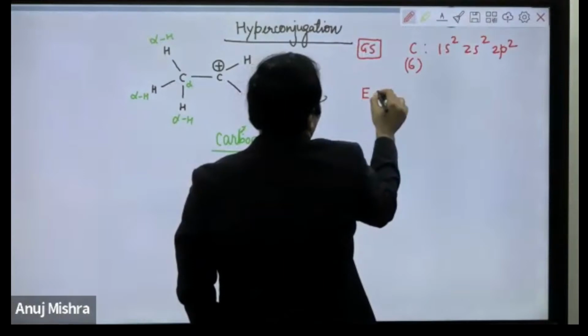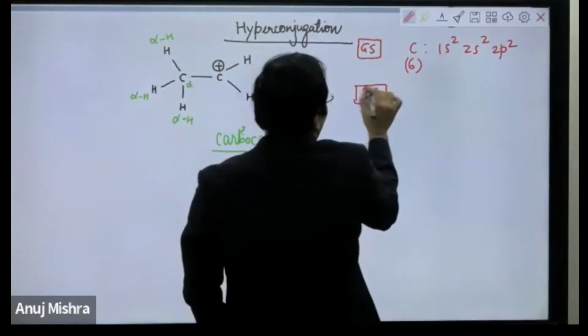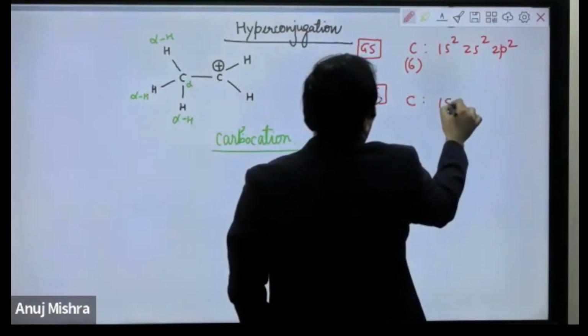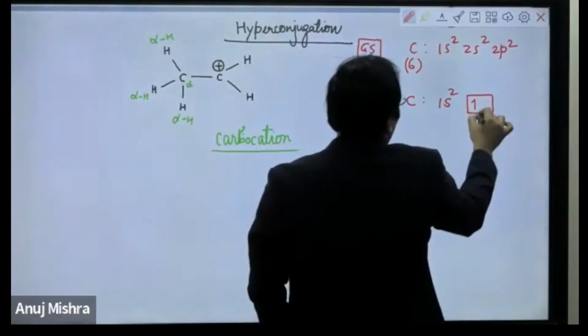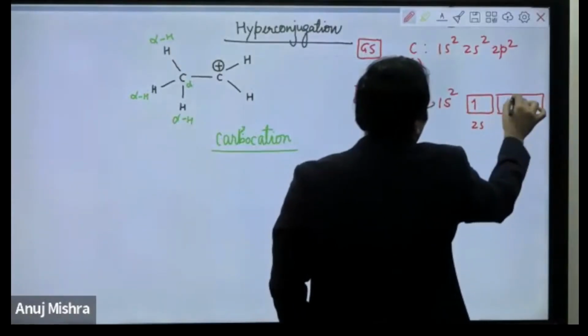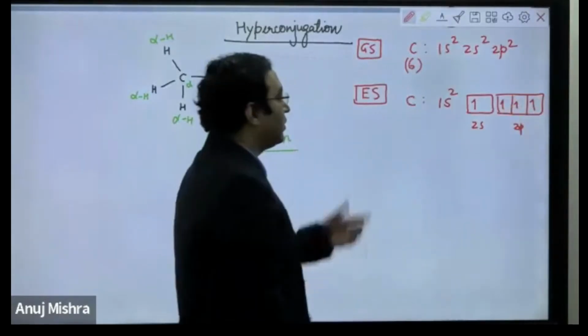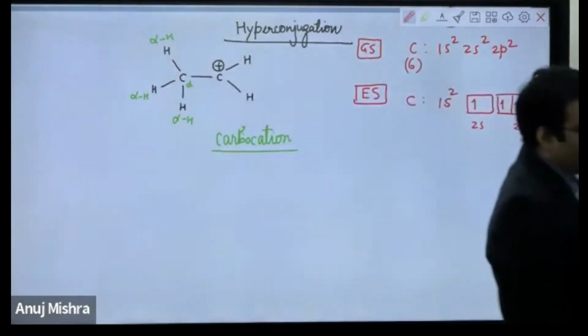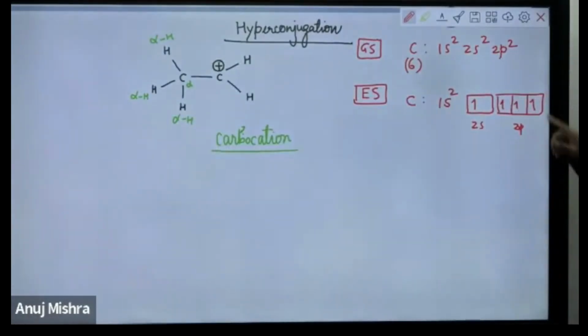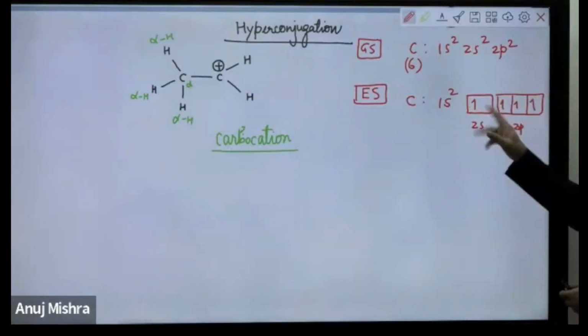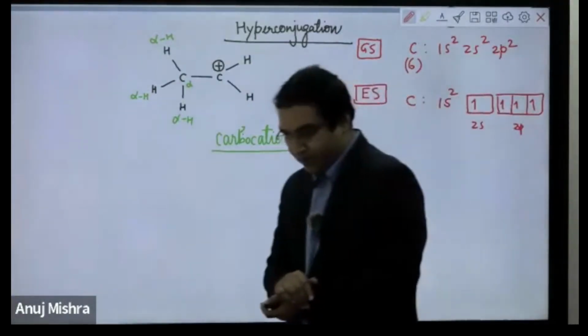What is ES? Excited state configuration of carbon. So we say carbon will become 1s2, 2s will be having 1, and 1 electron jumps to 2p. Hence, this is the new situation. And this explains why carbon has 4 valency. 4 hydrogens come, become CH4. 4 carbons come, become C4. Cls come, CCl4. Right? This is the reason behind carbon's 4 valency. Does everyone know this? Any doubt?